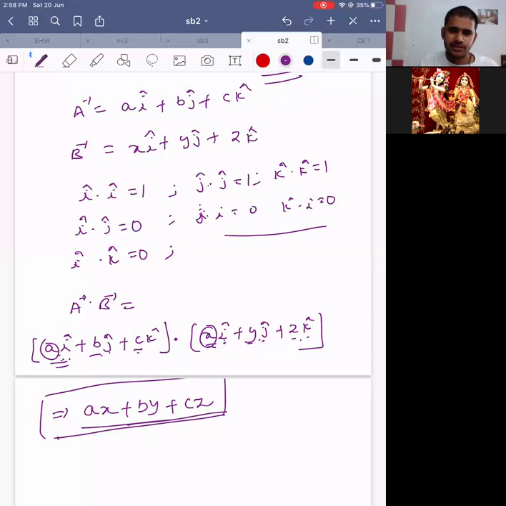Ax plus by plus cz. Are there any i, j, k terms? There are no other i's, j's and k's. So this is a completely scalar form.